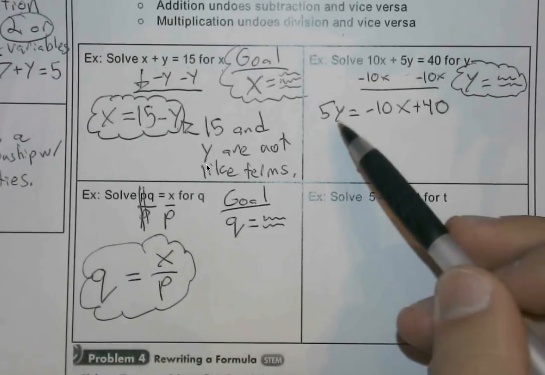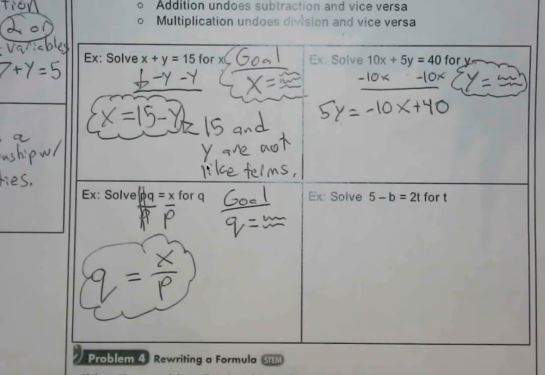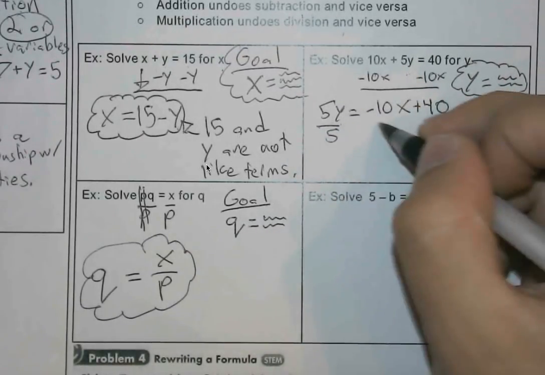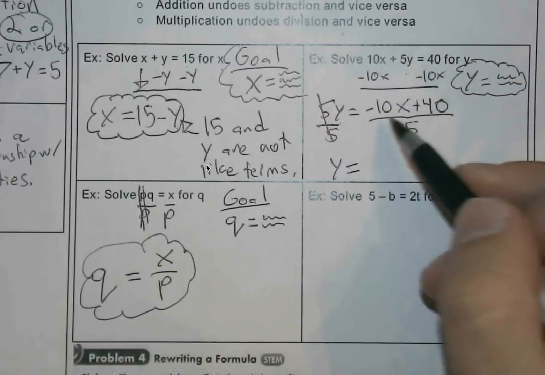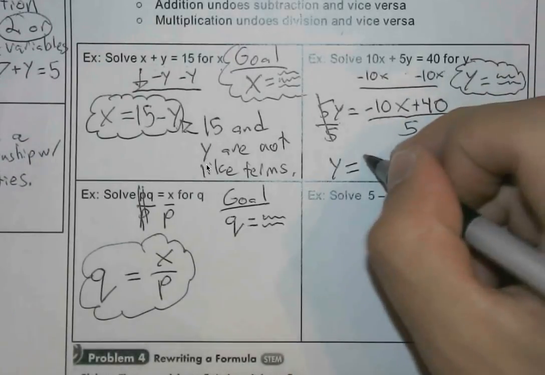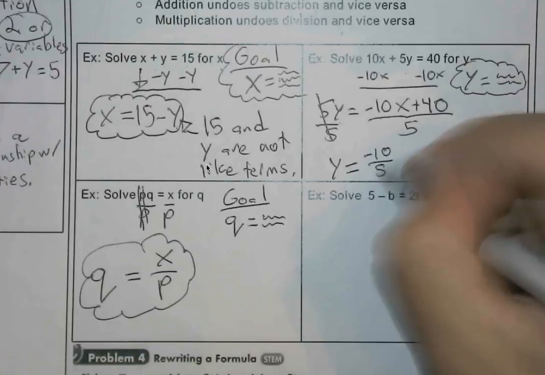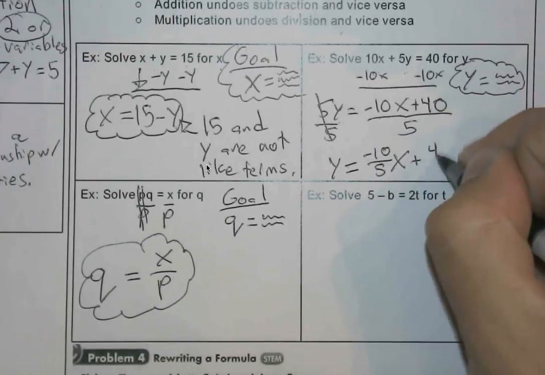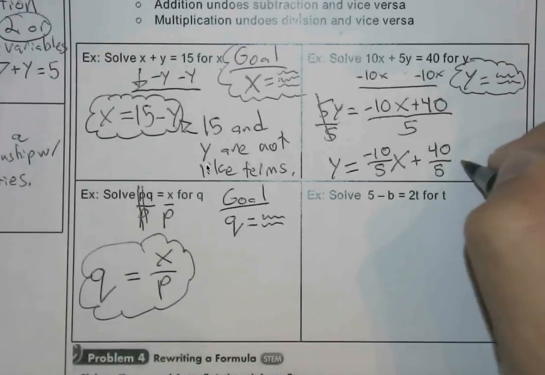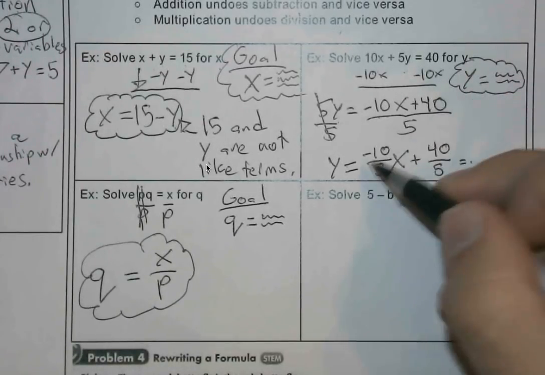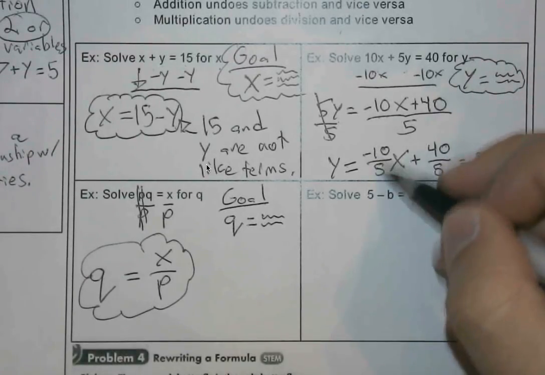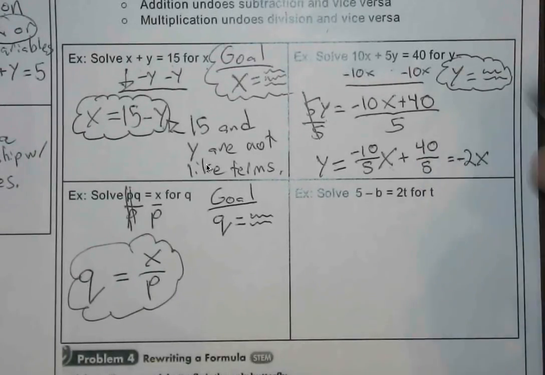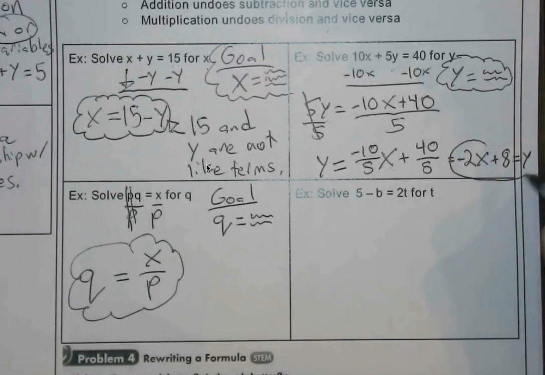How can I go about isolating y even further? You should be dividing both sides by 5, leaving you with y equals negative 10x plus 40 over 5. Another option you have is to separate this into two fractions. Then you could potentially take this further to negative 10 over 5, which is negative 2. And x is along for the ride, so using division here. And also 40 over 5, which is going to add on 8. And this matches our goal.